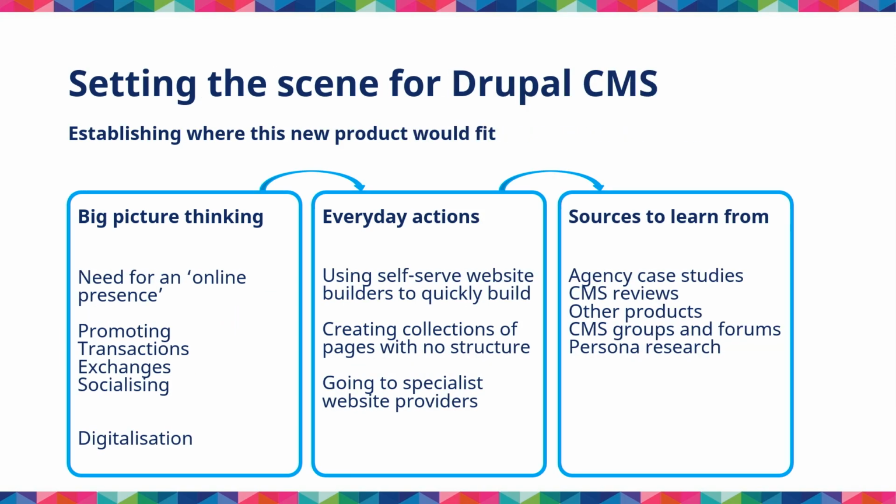So for CMS, I was thinking about how people tend to want an online presence. That market, typically they want an online presence. Well, why do they want that? Well, because they want to promote something, or they have transactions they want to support, exchanges, there might be a social need. Typically as well, a big trend is digitalization. A lot of things maybe were in physical format and now they need to be online. This is something that happens a lot. So this is kind of setting the scene.